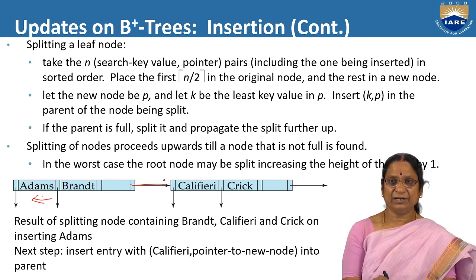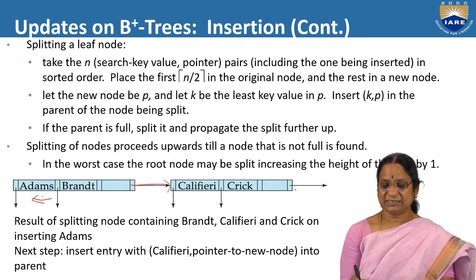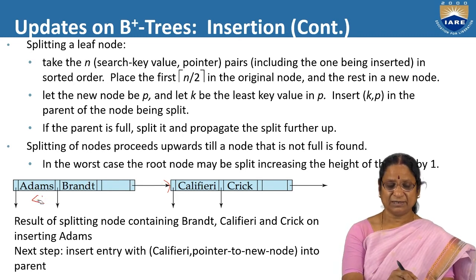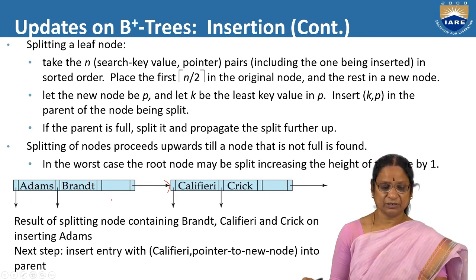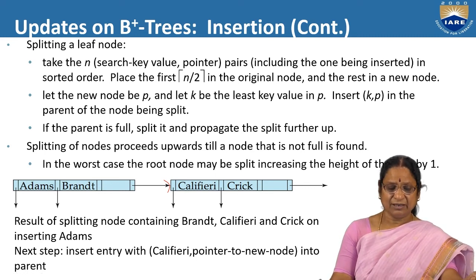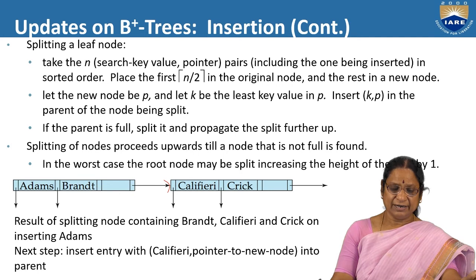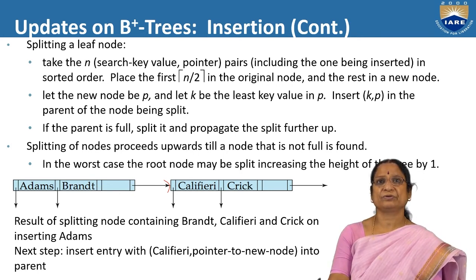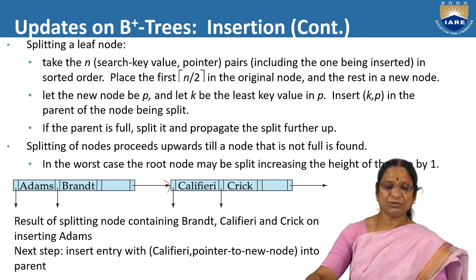And there will be a pointer to this one, and this is pointed to the next node of the original node before splitting. The result of splitting the node contains the new node, and we insert the entry into the parent also. So what is splitting of the node?